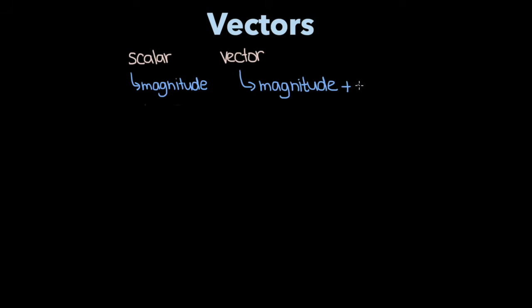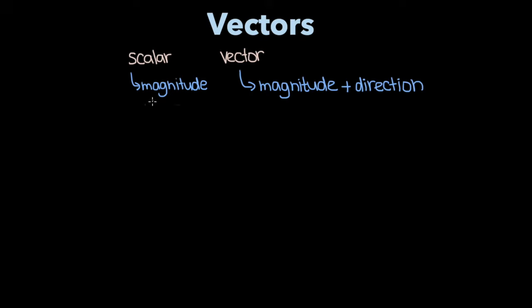In this video, we're going to be going over vectors. Let's jump right in. First thing that I think is important to go over is the distinction between scalar quantities and vector quantities. Scalar quantities are only going to have a magnitude, whereas vector quantities have both a magnitude and a direction.